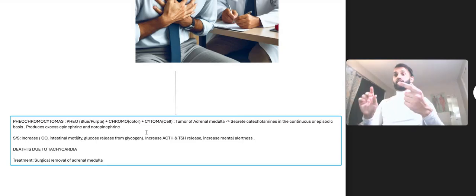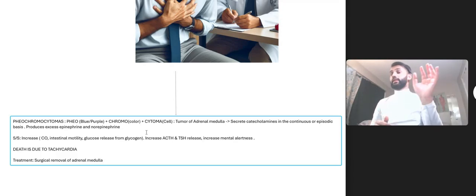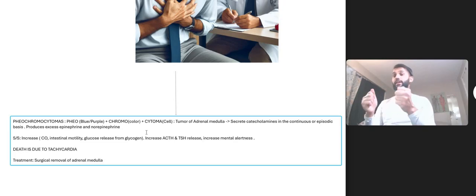What are the signs and symptoms? Increase in cardiac output, glucose release from the glycogen, ACTH and thyroid-stimulating hormone release, and increase in mental alertness. All of this happens because your body is trying to be in the fight or flight response. The main thing to know is death, which is due to the tachycardia. Treatment option: you have to surgically remove the adrenal medulla itself, and in removing it, there is a good possibility you're causing damage to the adrenal cortex, which is your outer layer, as well as the adrenal medulla. So you have to put the patient on hormonal therapy for the rest of their life. And that's everything we have for the adrenal gland.